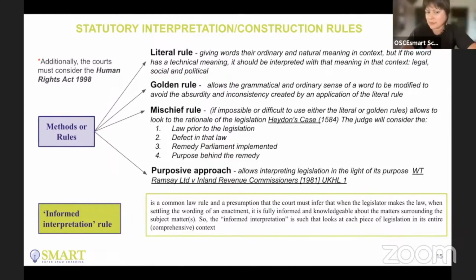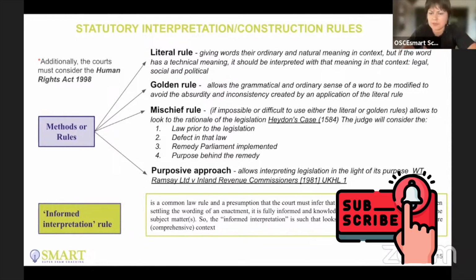So, the last one on the list is purposive approach or purposive rule, as per purpose. So how is it different from mischief then? So I would say approach is broader than rule. Rule is simply a rule that we're applying. The approach is how we're approaching the problem. So a purposive approach, we're going in with the objective of applying the purpose that Parliament had when creating a piece of legislation. It's not quite the same as the rule itself.